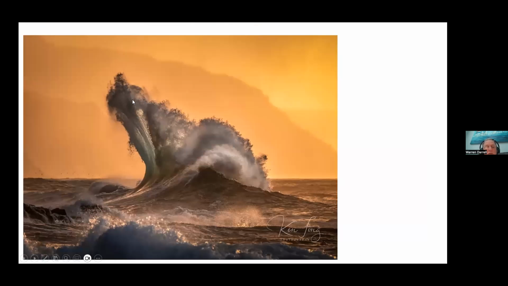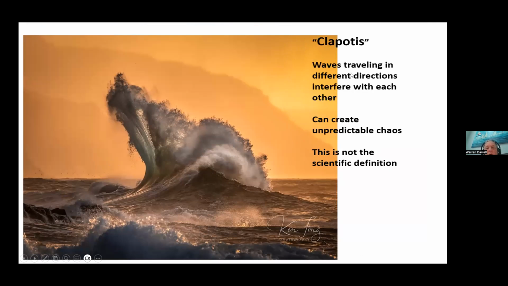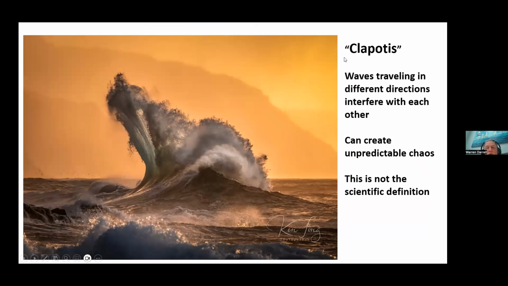This is wave interference. When different waves run into each other, they do crazy stuff. And I mean, like Carolina Beach Inlet, which you'll see a picture of where I paddle, it does crazy stuff because you've got waves from different directions hitting each other. Now, we tend to call it clapotis, which scientifically has a little bit of a different definition, but this is what it is. Wave interference or clapotis.